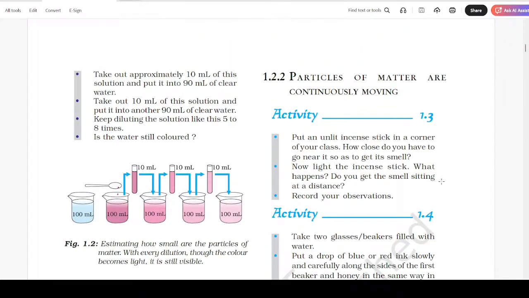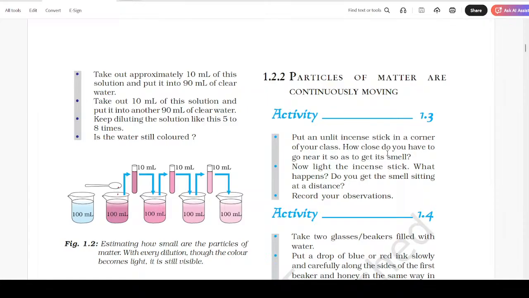Particles of matter are continuously moving. Activity 1.3. Put an unlit incense stick in a corner of your class. How close do you have to be near it so as to get its smell? Now light the incense stick. What happens? Do you get the smell sitting at a distance?